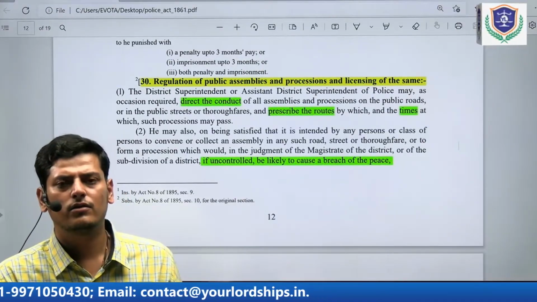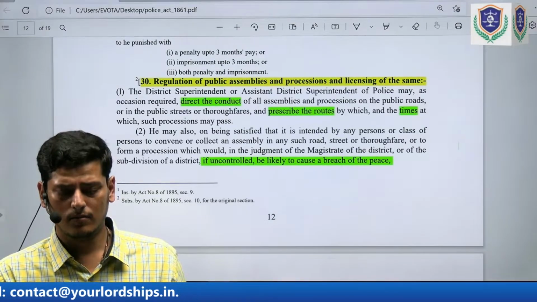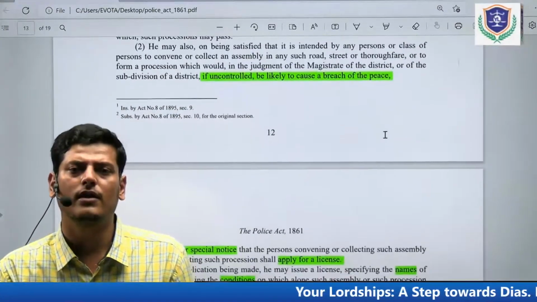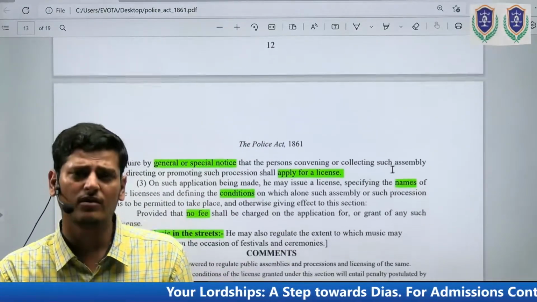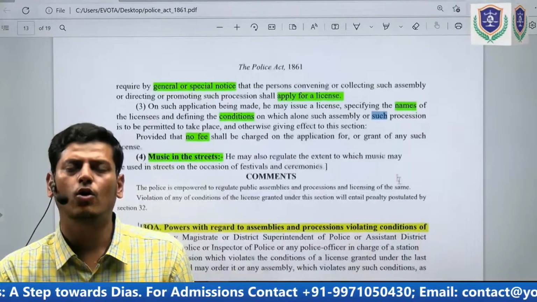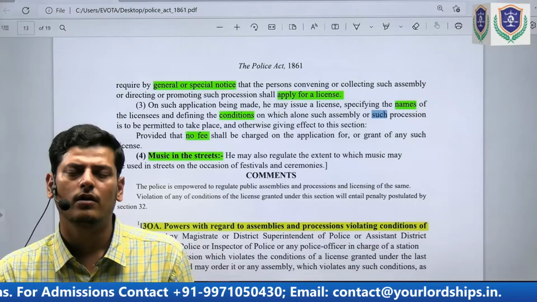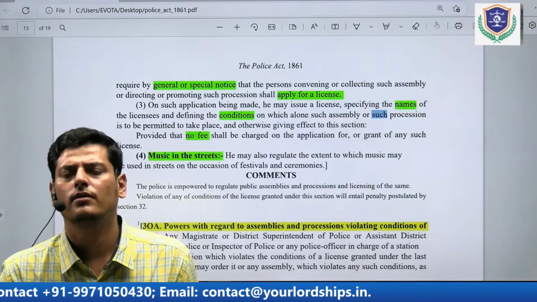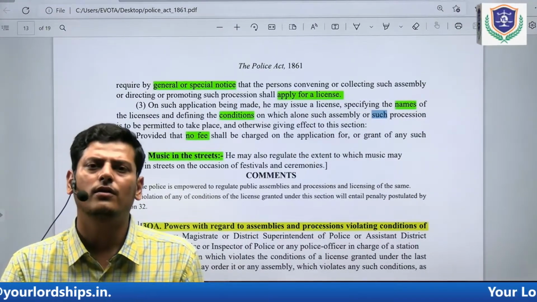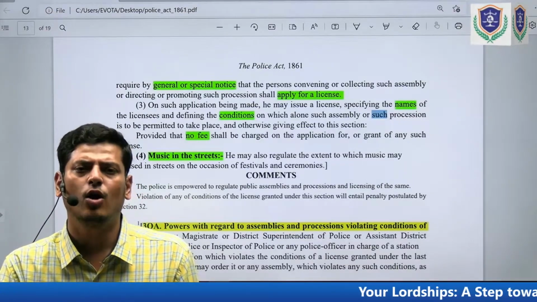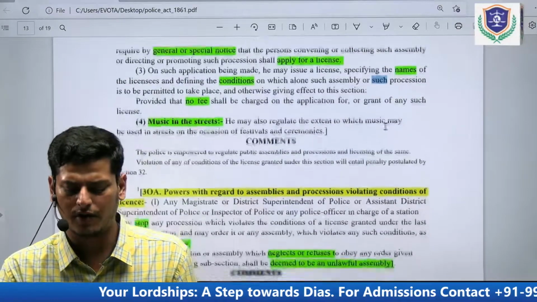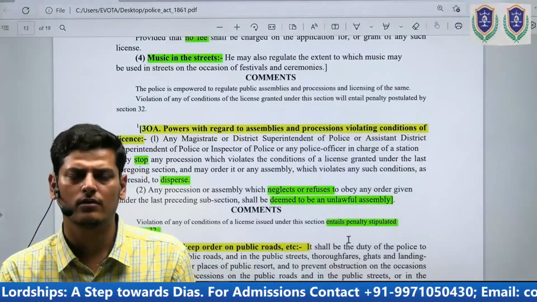District superintendent, generally he is empowered to regulate the conduct of any assembly or procession, and where in his opinion it appears that it may likely cause breach of peace, then mandatorily applying for a license might be required. And when the license has been applied for, accordingly conditions can be imposed, and then only the assembly or the procession can be allowed to take place. And in such conduct, the power of the district superintendent to regulate the assembly or procession includes regulating to what extent any music can be played on the street or thoroughfare, festivals, ceremonies. So this power is also there.